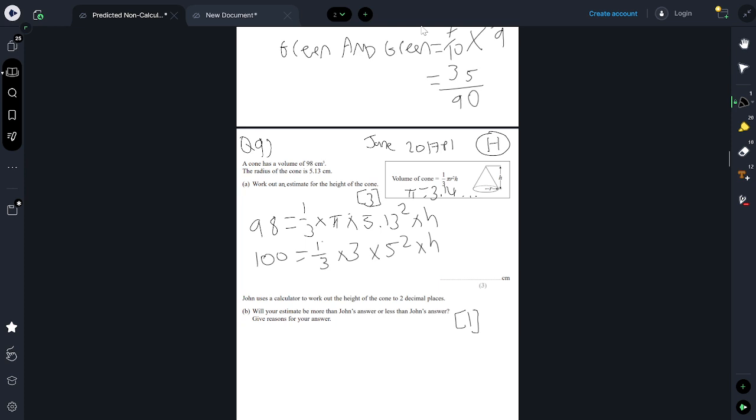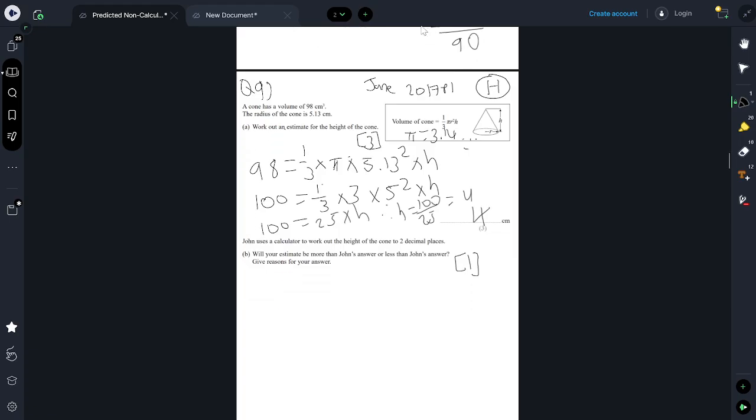So this is estimation by rounding as sensibly as possible. Hopefully it makes sense. Now we just carry this calculation out. Let's simplify this a little bit. A third times 3 is 3 over 3, which is 1, they cancel each other out. Then 1 times 5 squared, which is 5 times 5, which is 25. So it's 25 times h. And this is very nice to work out because h is now 100 divided by 25, which is 4. And that is your estimation for the height.